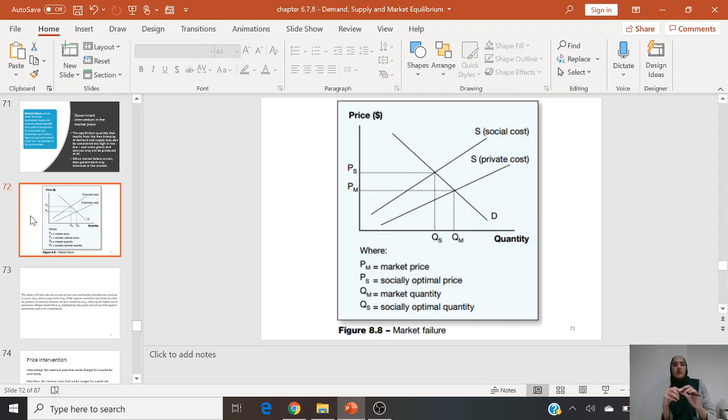Majority of the time, businesses do have alternatives. To produce this pen, they don't always necessarily have to use plastic. They can use anything else, anything that is recycled, or really anything that does not have such a bad impact on the environment. And if you do use that, then your price will actually be more. That's not going to be PM. Your price is going to be PS.